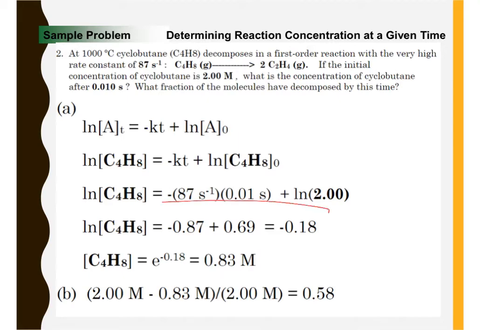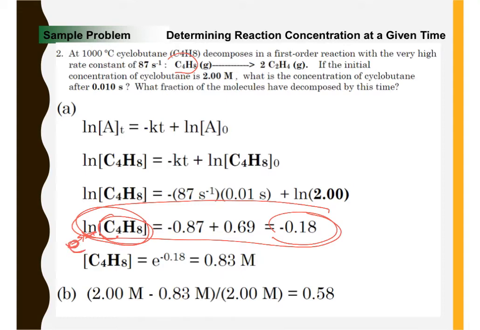All right, where are we? Here we go. So when you plug through the math, you're going to get the natural log of the concentration of the reactant, which was C4H8, is minus 0.18. Now, you may have gotten rusty or may not know, you don't want the natural log of the concentration of C4H8. You want simply the concentration of C4H8. So how do we get rid of a natural log? Well, you raise both sides, raise the value, E raised to that value.